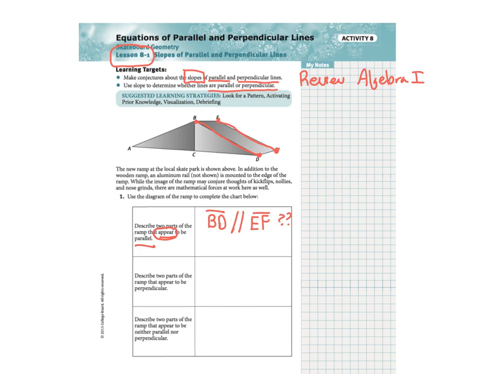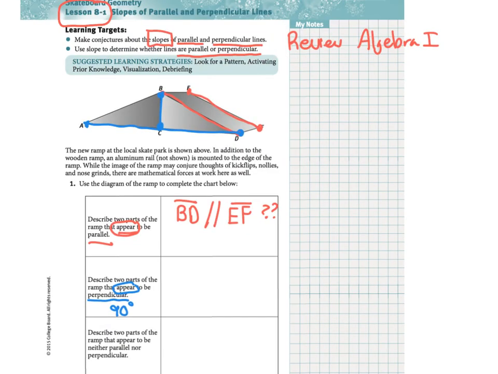We want to look for two parts in the ramp that appear to be perpendicular to each other. And again, we're going by appearances. We know that perpendicular means that we're looking for that 90-degree angle. If I look at the picture, it kind of looks like segment DC appears to be perpendicular to segment AD. So I could put that one down as an example. BC is perpendicular to AD, and again, question mark, because we're going to prove that in a moment.